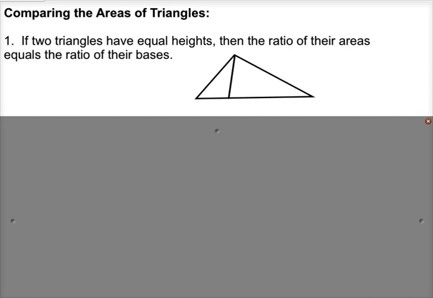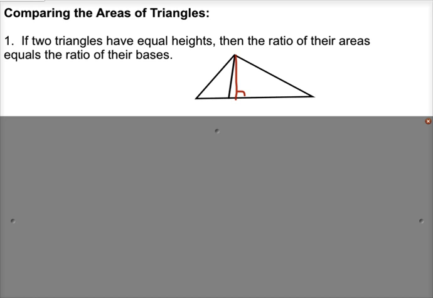Comparing the areas of triangles. If two triangles have equal heights, then the ratio of their areas equals the ratio of their bases. Looking at the triangles here, there are two triangles. The height's not even shown, but if I do draw in the height, I can see that the triangle on the left and the triangle on the right share the same height.